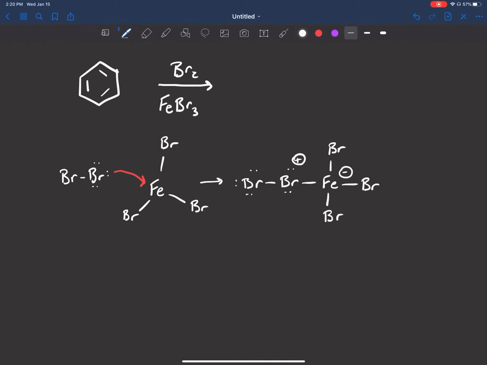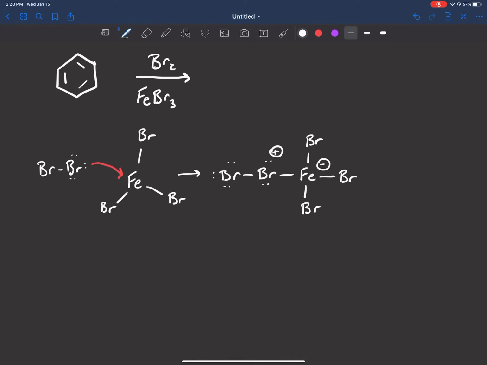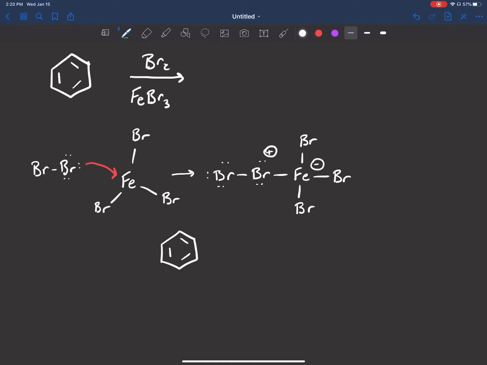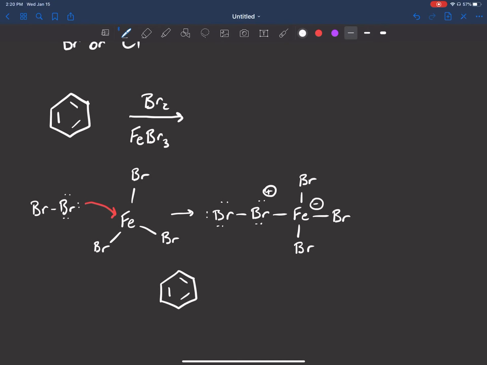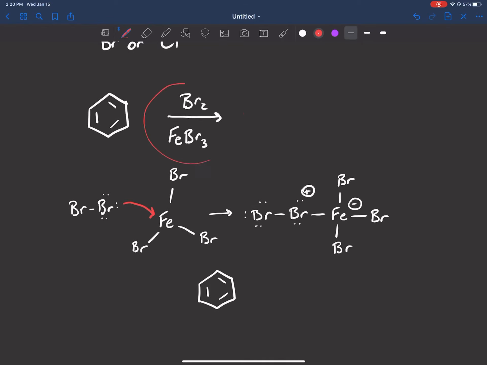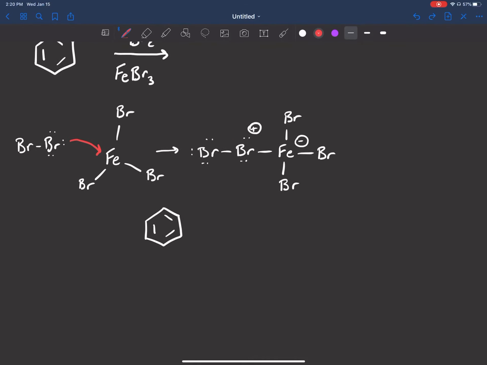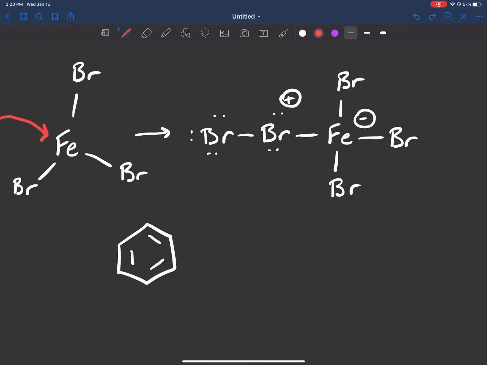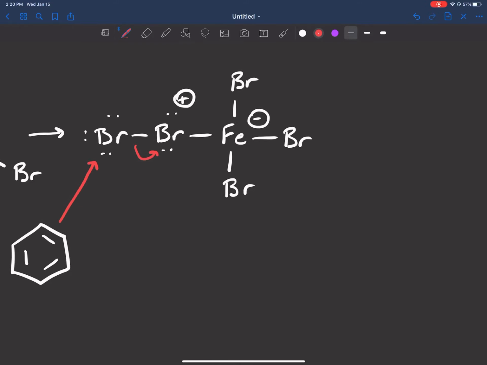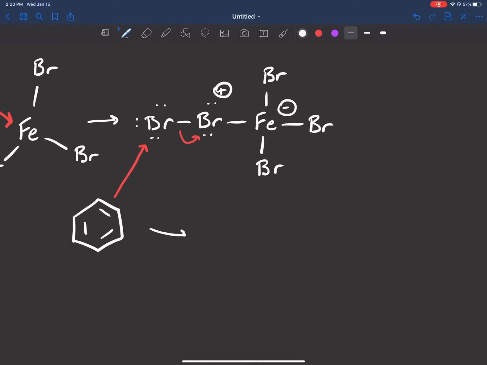All right. So now once we have this intermediate, what happens is our benzene can come into play. So you see here that the benzene doesn't take part in the first part of the reaction, which is the Br2 reacting with the catalyst. All right. So what's going to happen is the benzene double bond can now reach out, grab that bromine. It's going to get kicked out, and it's going to give us this now.